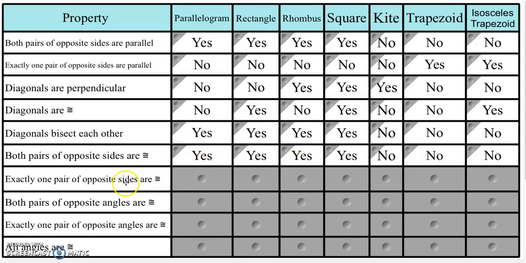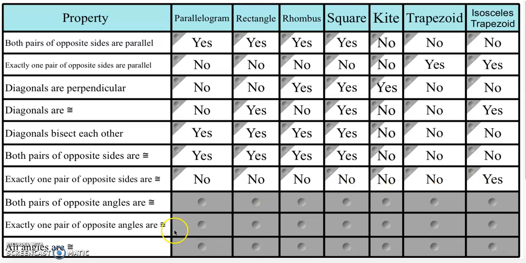Now exactly one pair of opposite sides are congruent, so anything that's yes is automatically a no. So we can make that super easy. Now, does a kite have exactly one pair of opposite sides congruent? No, it doesn't. So that one's a big no. Trapezoid is a no. Not exactly one pair of opposite sides congruent. But isosceles trapezoid, those legs are actually congruent to each other. So that one is a yes.